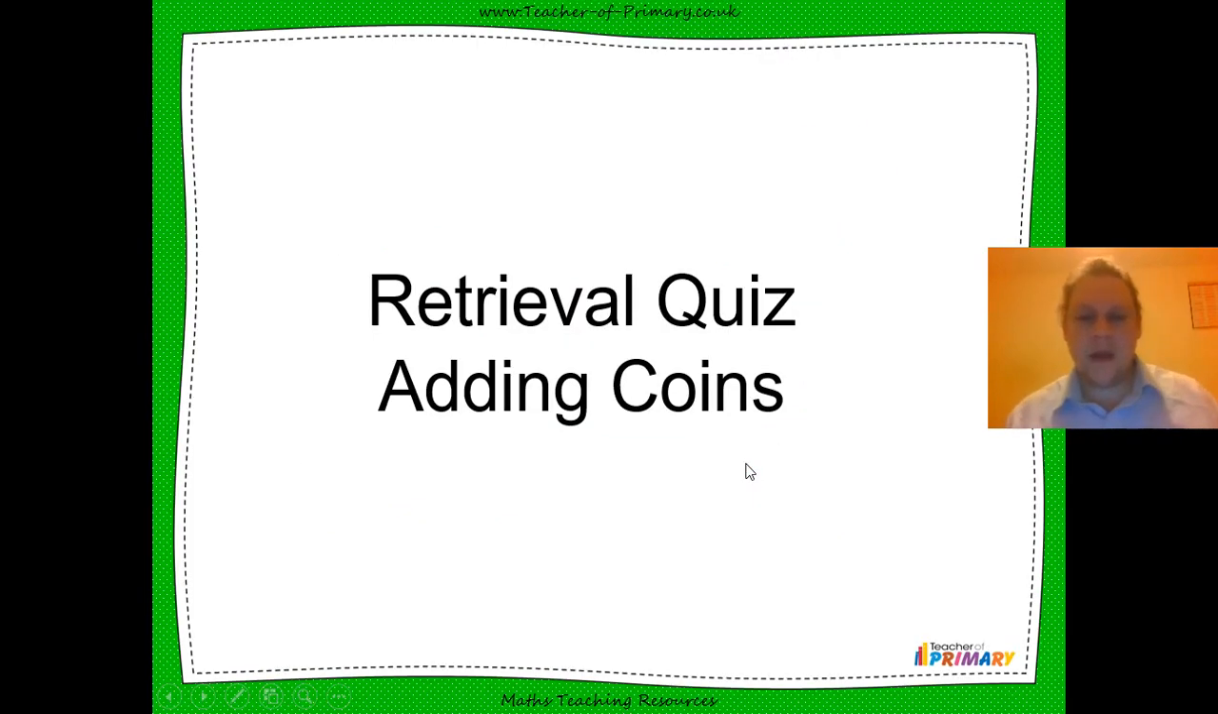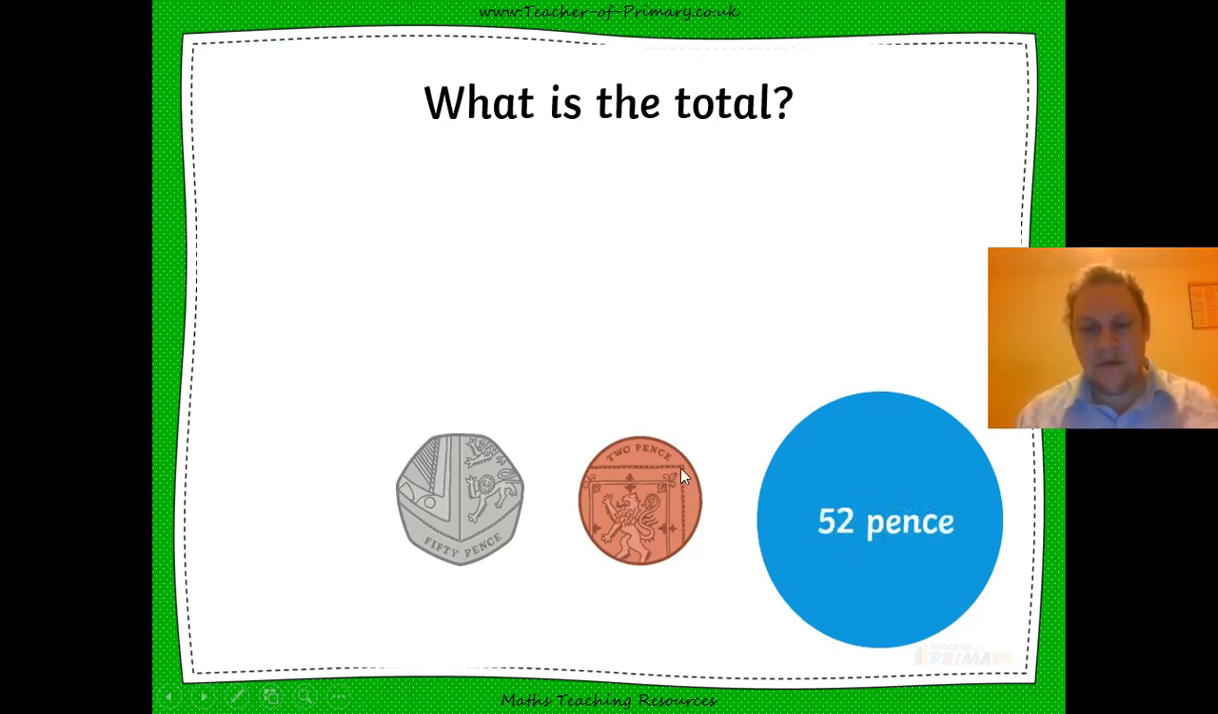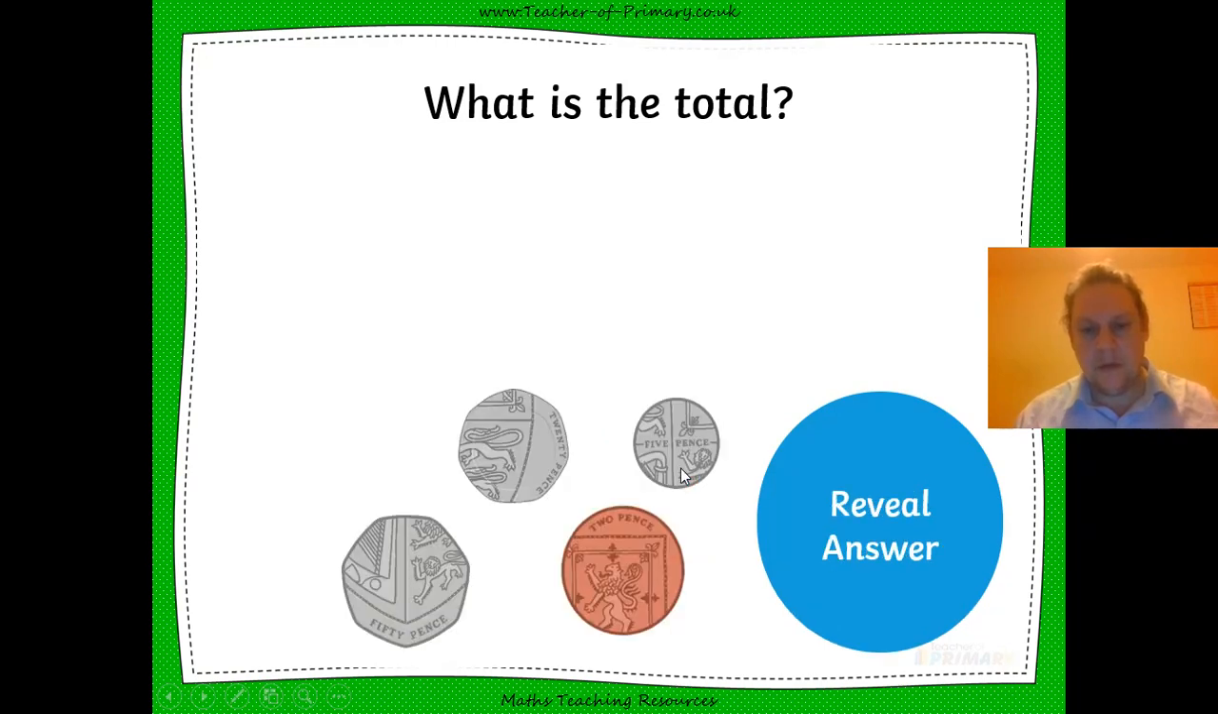All right. Now, we have got our retrieval quiz. This is when we go over some stuff that we've learned in the past, see how well we've remembered it. So we're dealing with money here. What's the total? We've got a 50 pence and a 2 pence. Can you remember how to add them together? So 50 pence plus 2 pence, 52 pence. Easy one to start with.